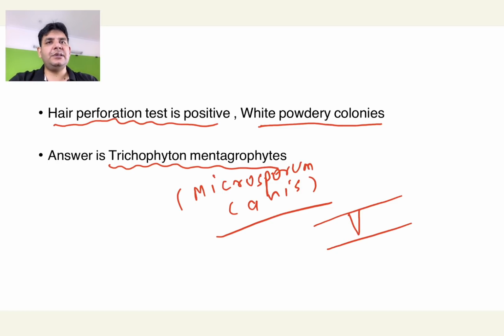So that was there. Okay. And one extra thing, urease positivity is also there in mentagrophytes. So urease positive and hair perforation test positive, both are positive in whom? Trichophyton mentagrophytes. And if they want to ask one more, that is Microsporum canis. This also is hair perforation test positive. Okay.